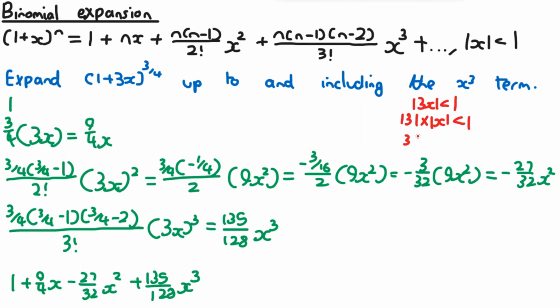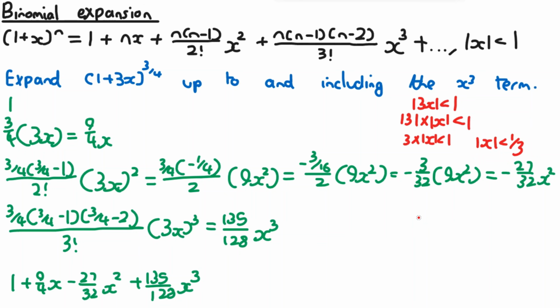The modulus of 3 is just 3, and times the modulus of x is less than 1. Then divide both sides by 3 to get that the modulus of x needs to be less than 1 over 3. So now the only values of x that can be subbed in are when the modulus of x is less than 1 over 3 instead.